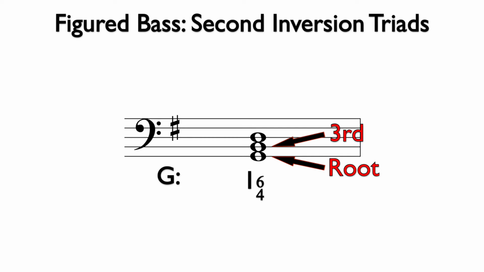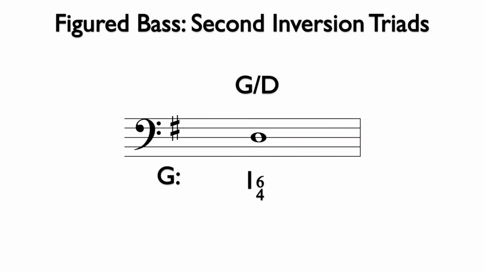In the key of G, G is the I chord. The chord symbol is G/D. The Roman numeral analysis is I 6-4.